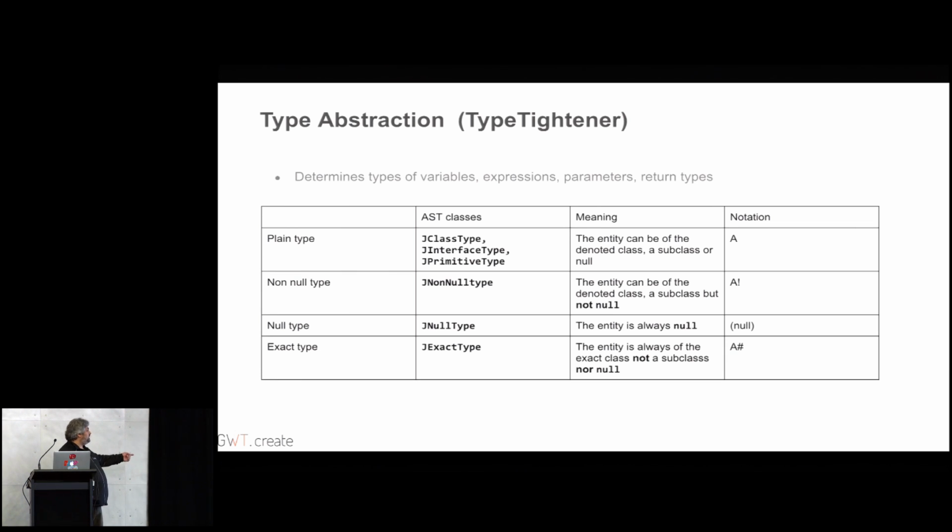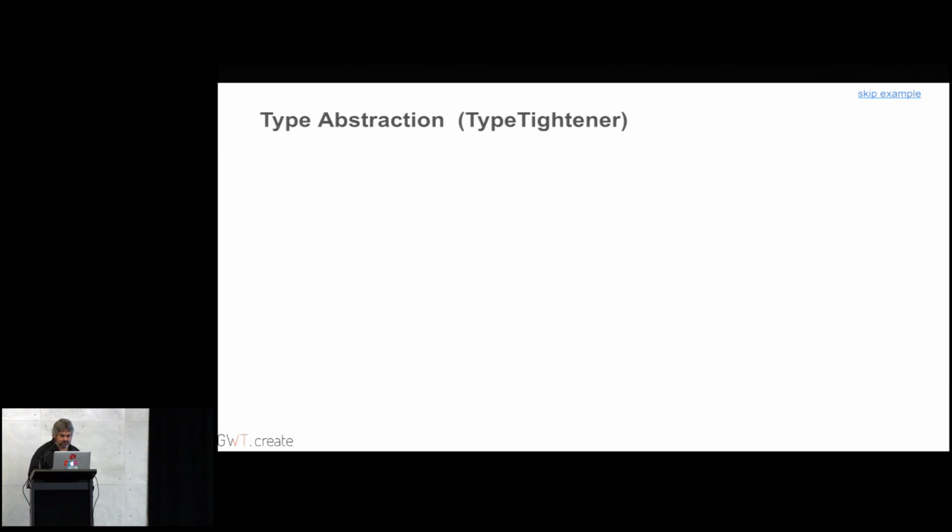If we determine it's a null type, then we will replace it by J null type, and we'll denote it as null. And if it's an exact type, we will replace it by J exact type. And that means that, of some specific class type or interface type, that entity contains exactly an object of that class, that it's not null, and it's not a subclass. And we'll call it a numeral in the example that follows here.